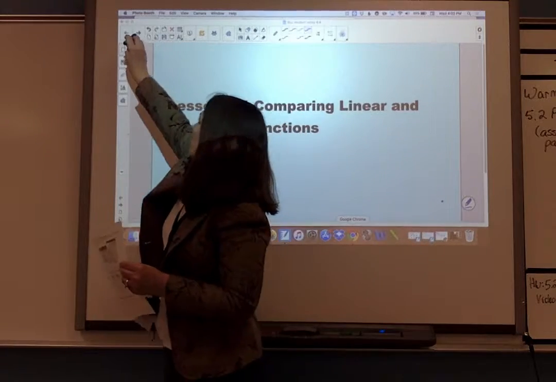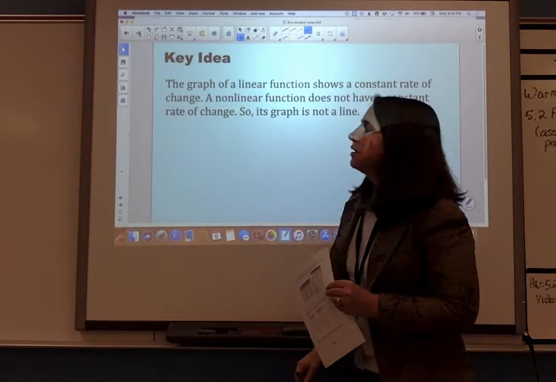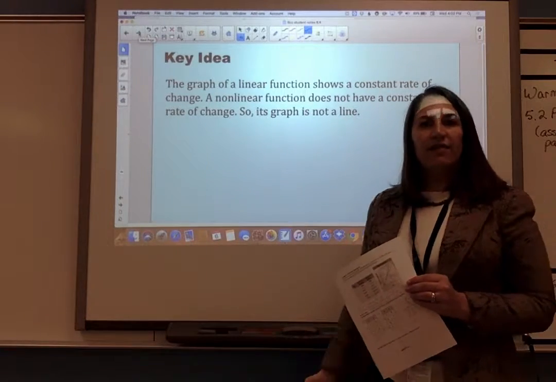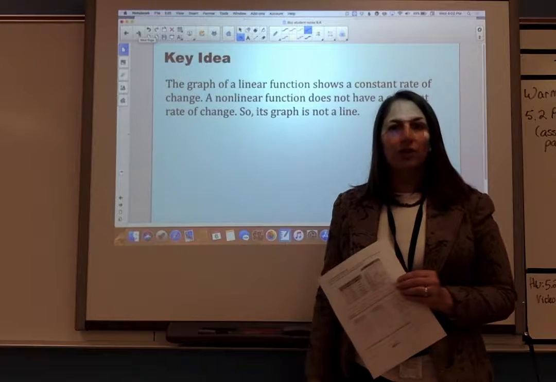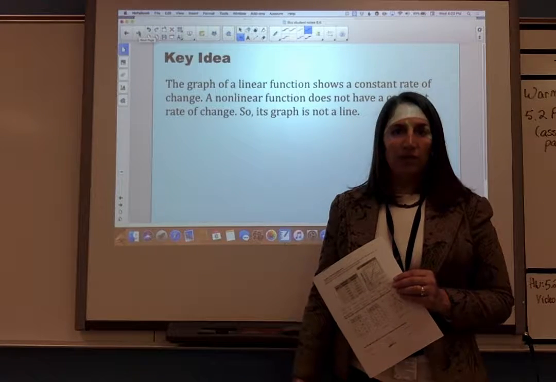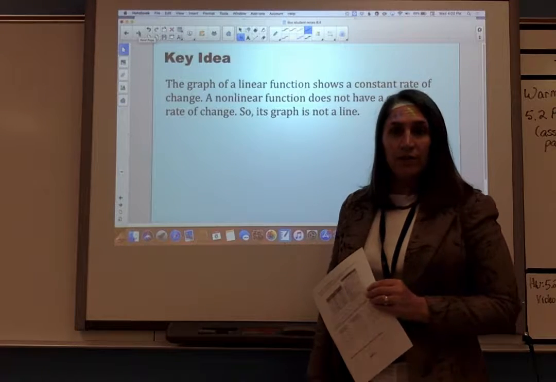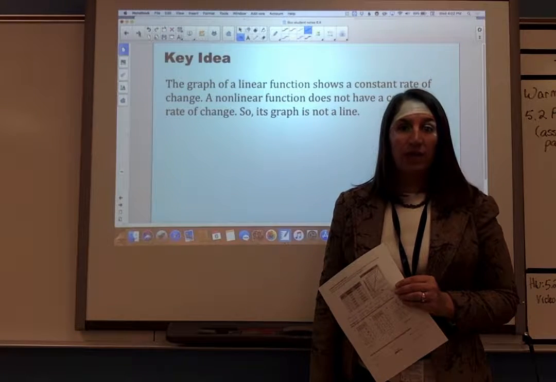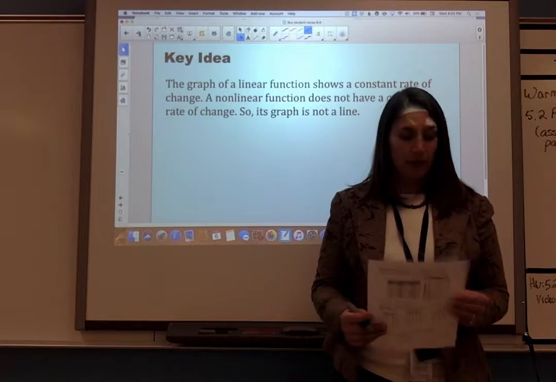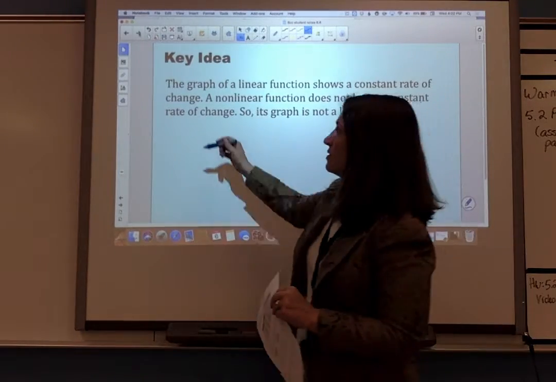So to start with, we have this key idea that the graph of a linear function shows a constant rate of change, meaning it makes a straight line. A nonlinear function does not have a constant rate of change, so its graph is not a line. So we'll look at some examples of each of these.